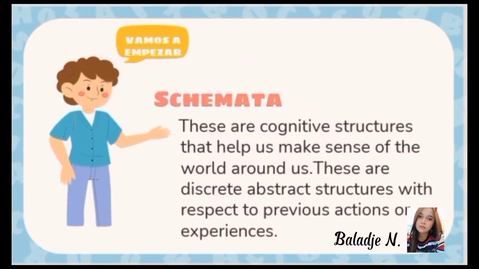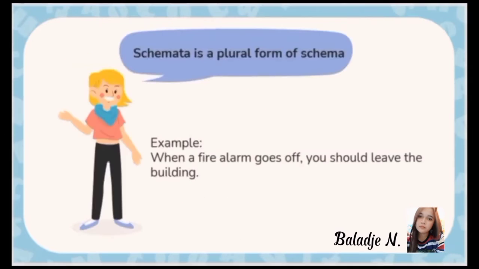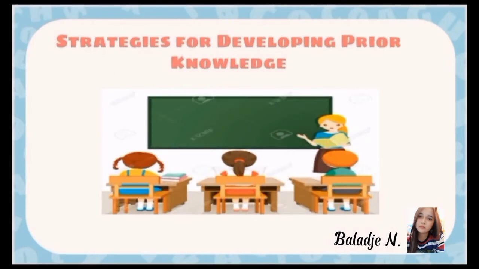Next is schemata. These are cognitive structures that help us make sense of the world around us. These are discrete abstract structures with respect to previous actions or experiences. Schemata is a plural form of schema. For example, when a fire alarm goes off, you should leave the building. This might seem like common sense, but at one point you didn't know what such a signal meant. You learned through experience and retained the information through schema.